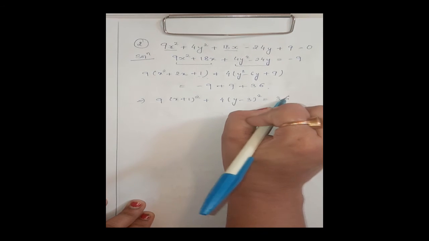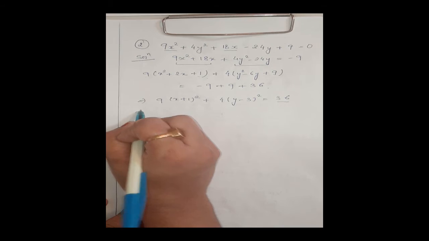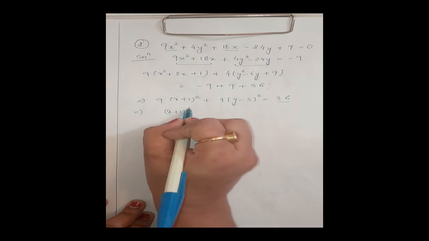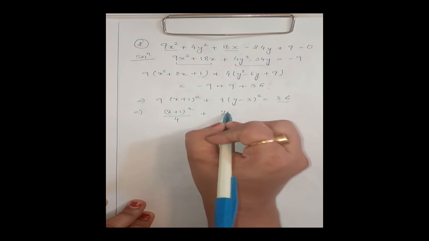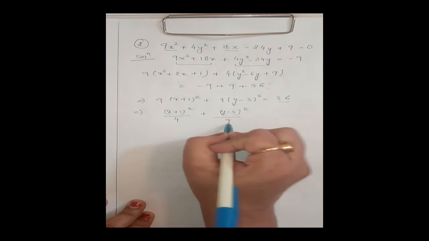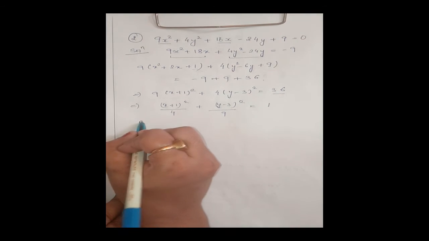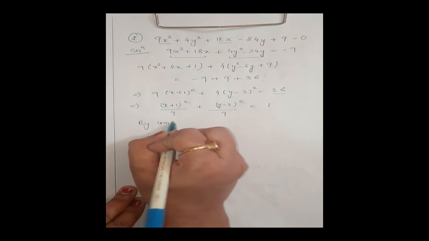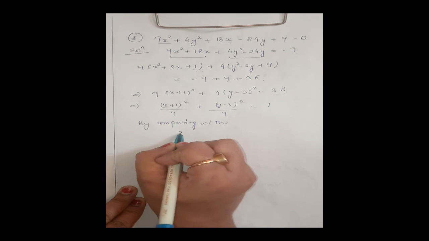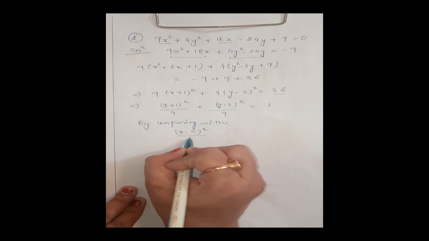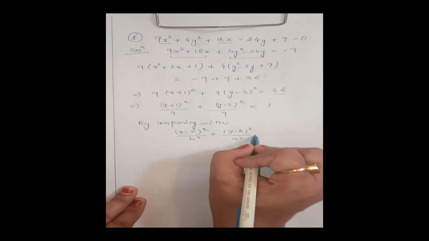Now this is 9 into (x plus 1) whole square plus 4 into (y minus 3) whole square is equal to 36. Now we want to have 1 on the right hand side. So this will be (x plus 1) whole square divided by 4 plus (y minus 3) whole square divided by 9 is equal to 1. Clear? Now by comparing with (x minus h) whole square by b square plus (y minus k) whole square divided by a square is equal to 1.